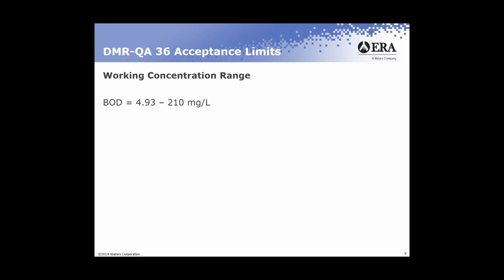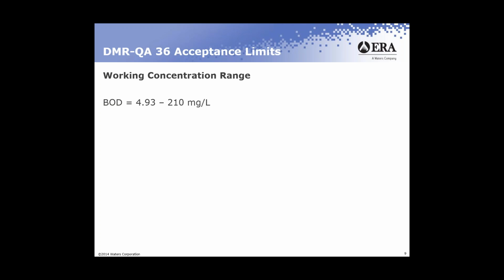What that's telling us is something is going wrong in our test. We're going to go through a lot of the specifics of the technical part of the method to help us troubleshoot what could possibly have gone wrong. But if you've got a value outside of those numbers, you're going to fail your DMRQA, so don't report that number.